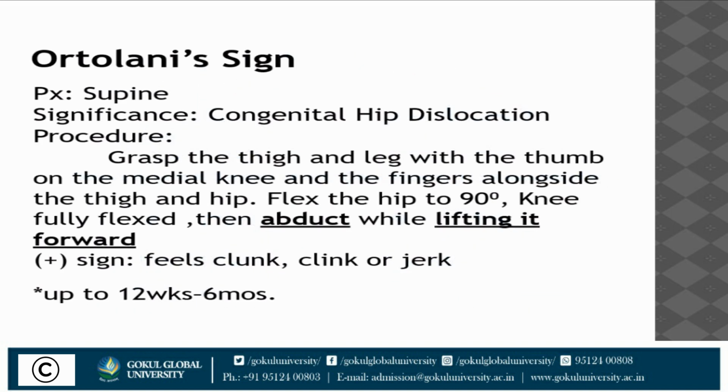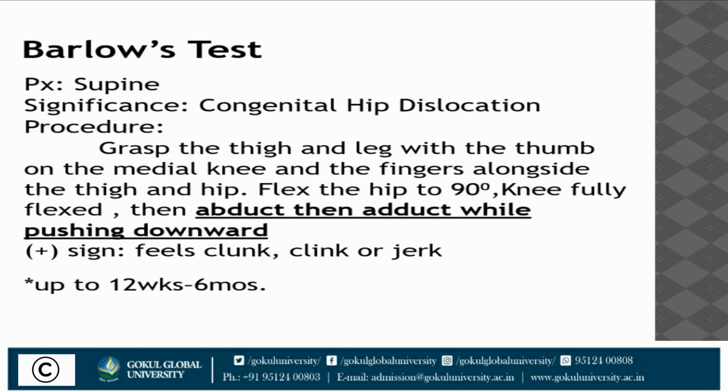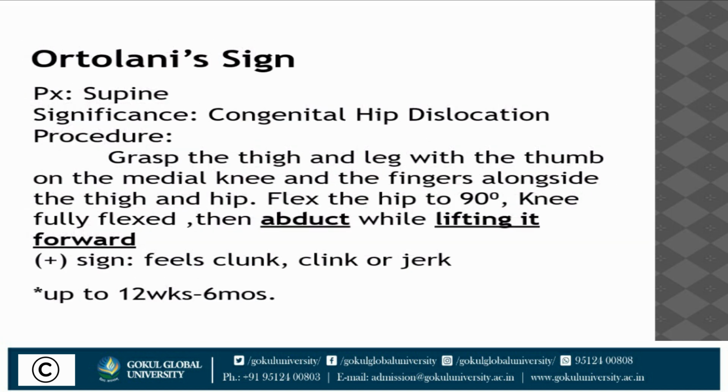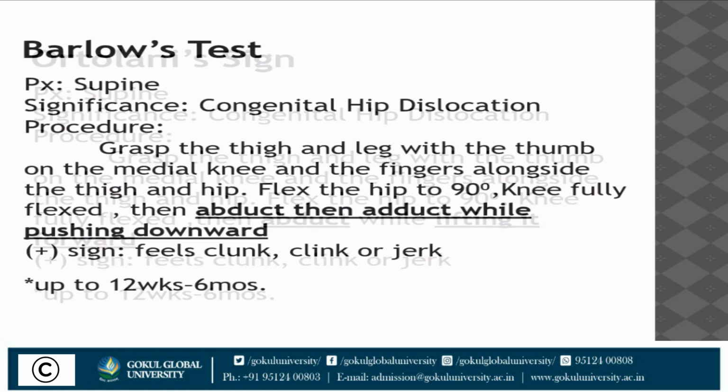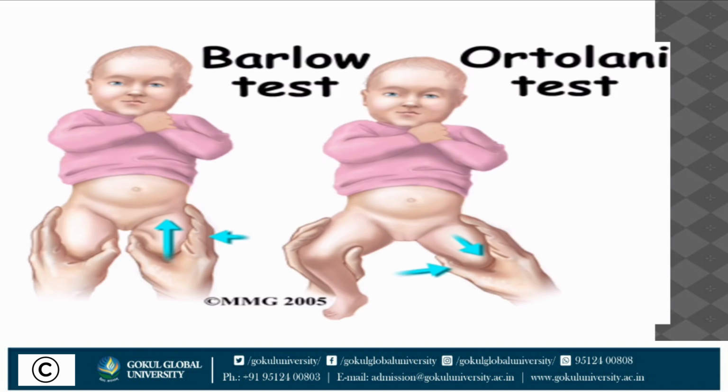Next is Ortolani sign. Ortolani sign and Barlow test are similar. Patient position is supine lying. Significance is congenital hip dislocation in both. Positive sign is if we feel clunk, click or jerk, and it is done up to 12 weeks or 6 month baby. So procedure is, first we will see the figure.